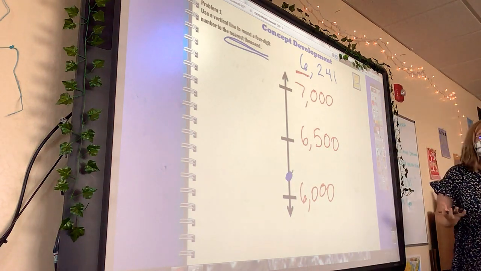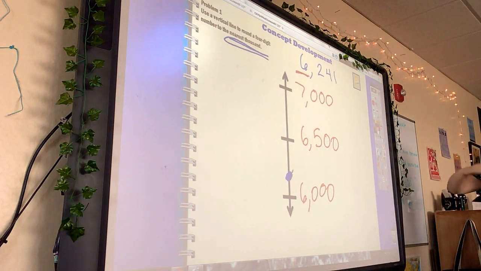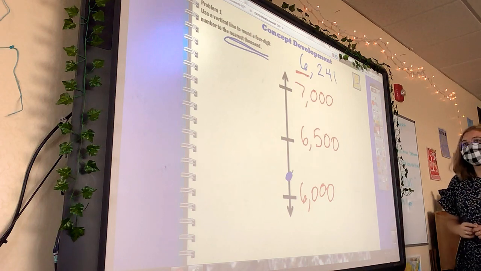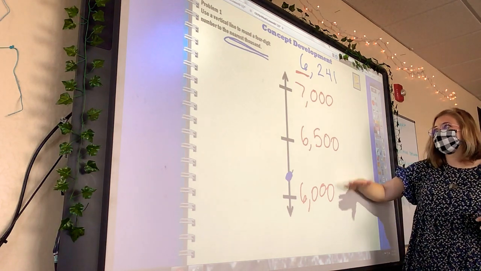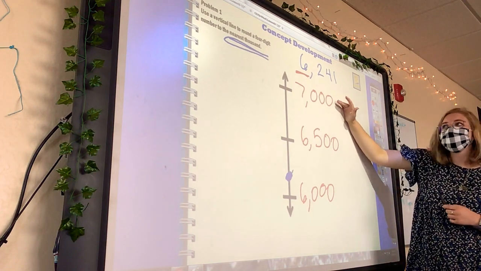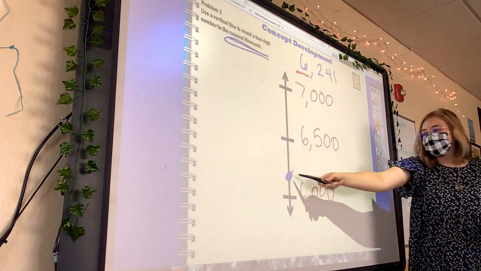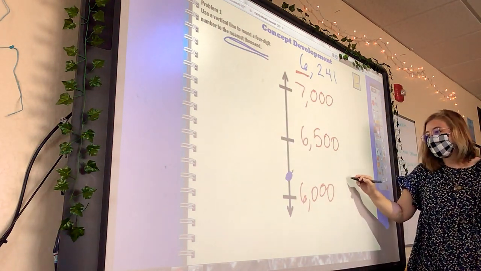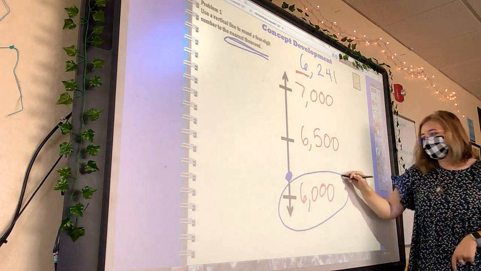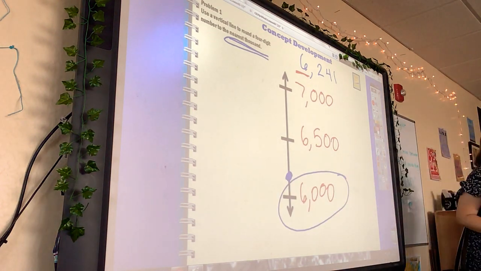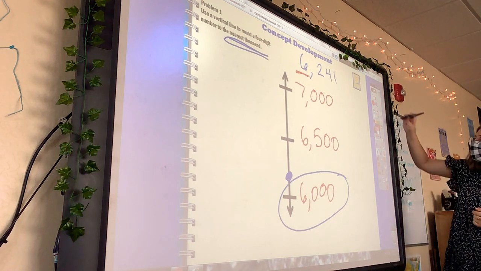And then the last thing we do is just see which one it's closest to on the number line. So it's either going to be closest to 6,000 or 7,000 since we're rounding to the nearest thousand, right? And I see that it's closest to the 6,000, so I would round down to 6,000. Okay? Everybody understand what went on just there? Any questions about what we just did? Good? Okay. Great.